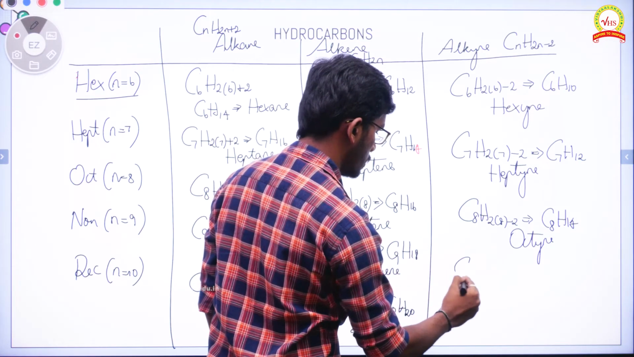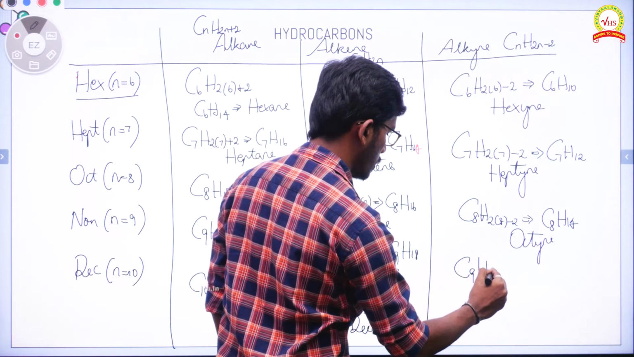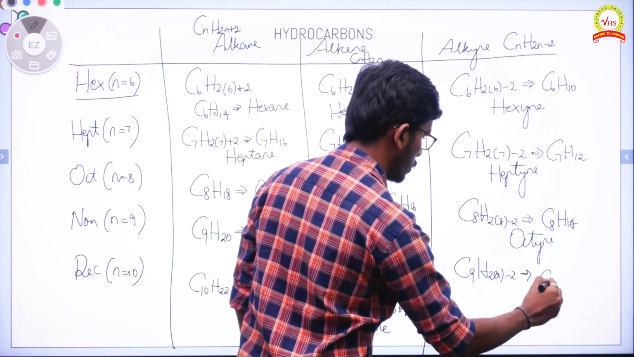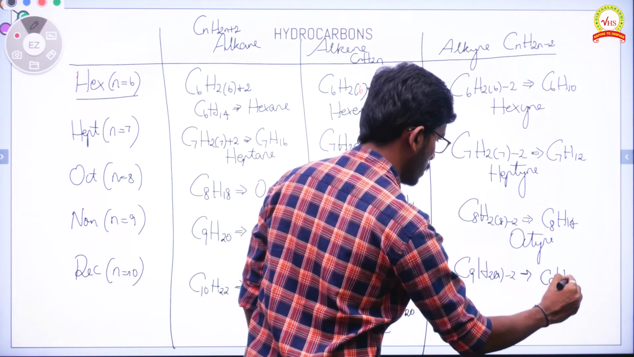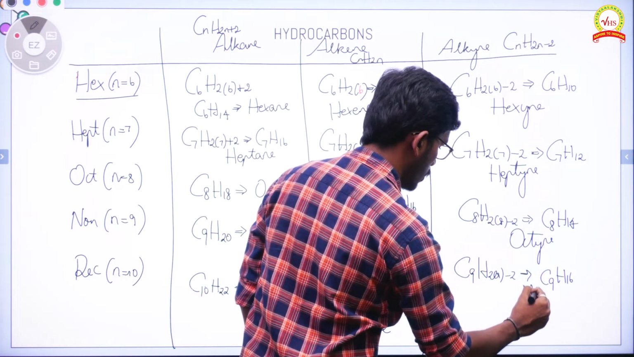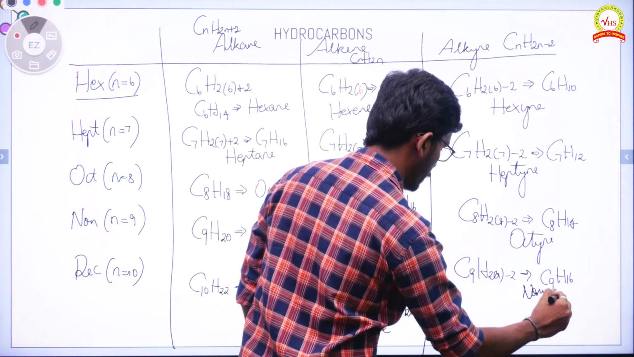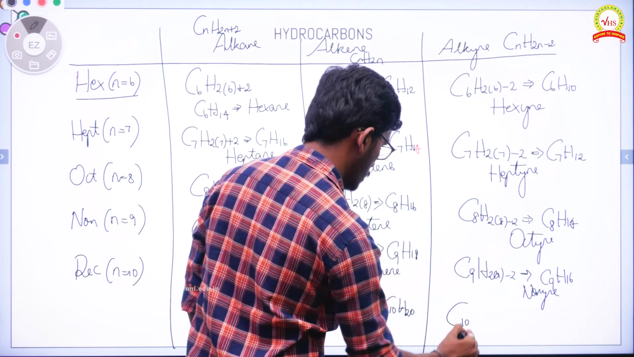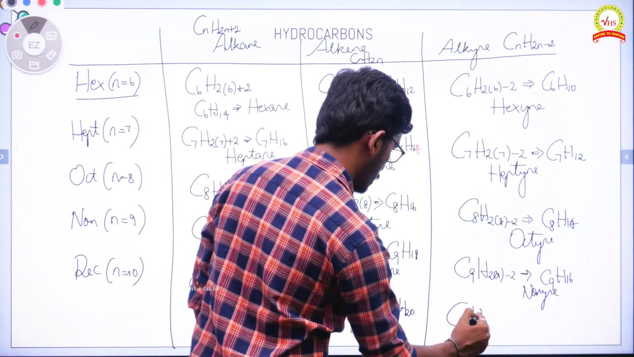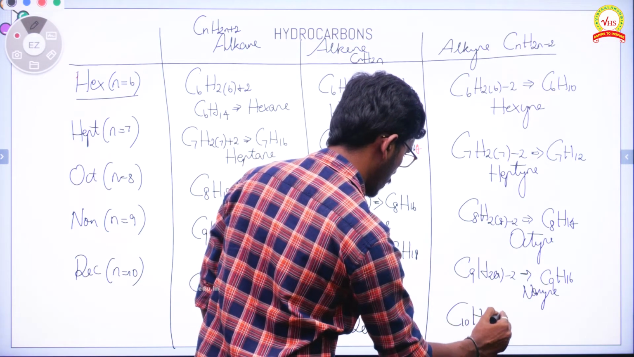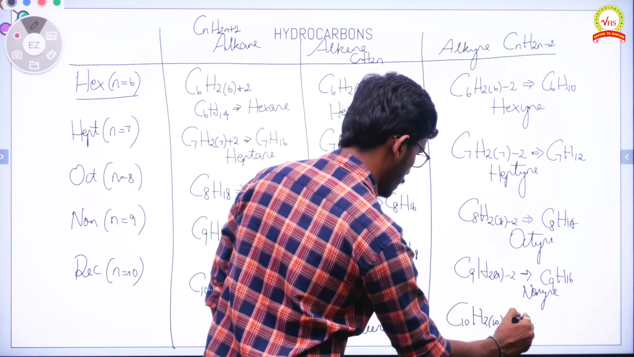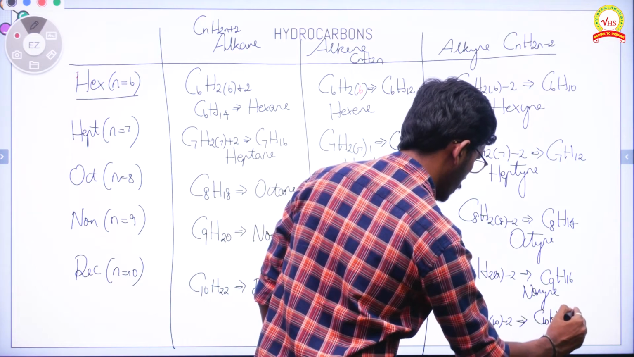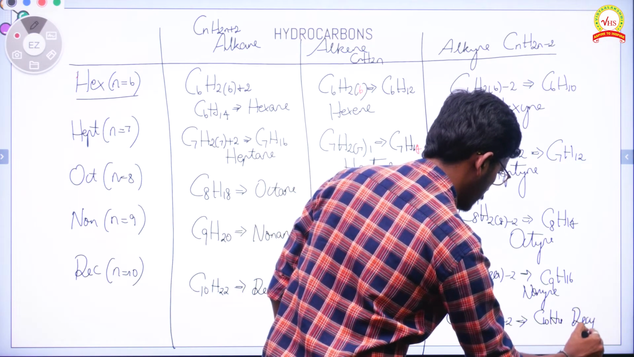But the next thing is C9H2 into 9 minus 2, so this is going to be C9H16, and the name is nonyne. And the last thing, C10H2 into 10 minus 2, which implies C10H18, and the name is going to be decyne.